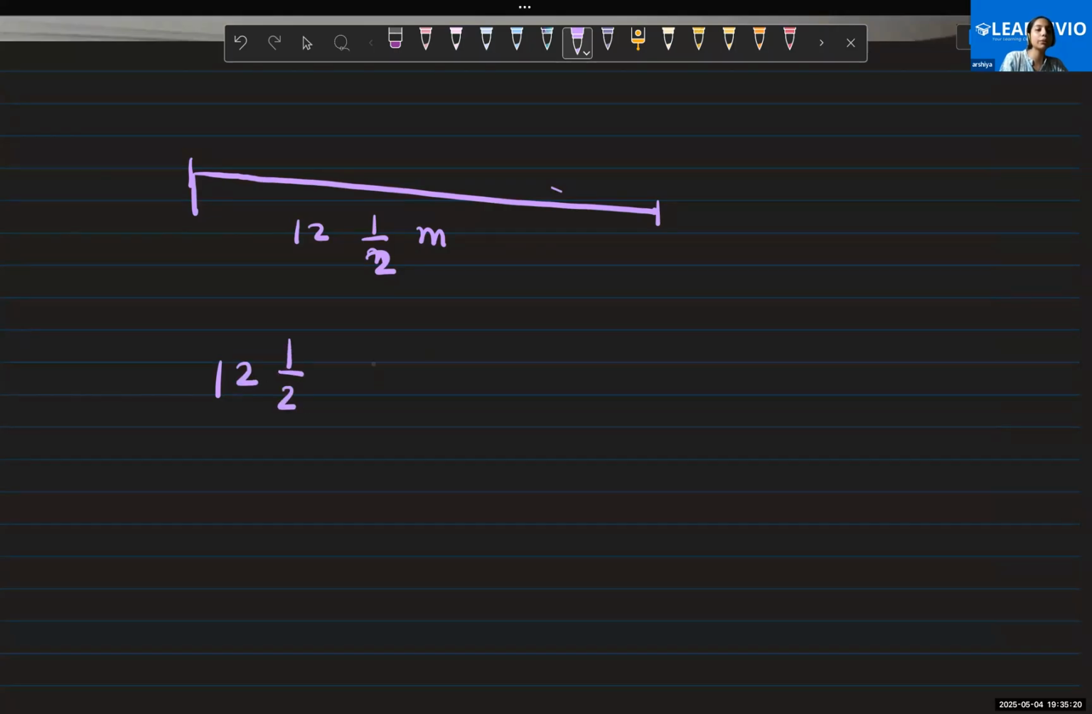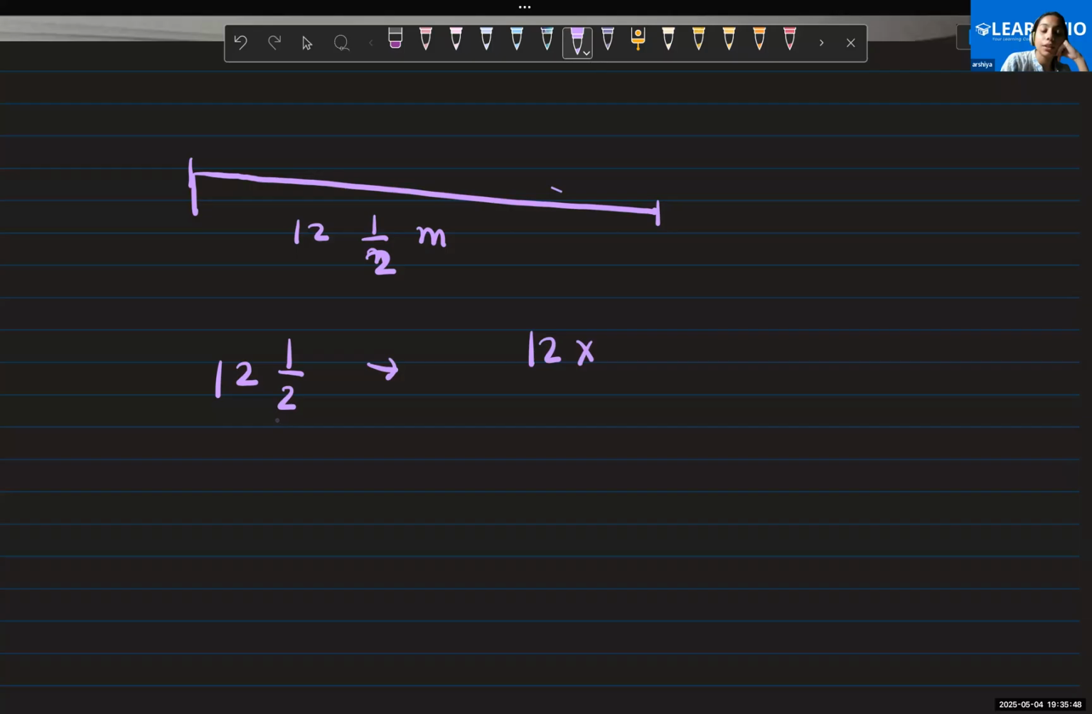12 1 by 2, how will you solve this? First, convert this. We'll convert it into a mixed fraction into an improper fraction, and then we divide by 10. Yes. So how will you convert? 12 into 1 plus 2. No, no, no, no. You're doing the 12 into opposite.